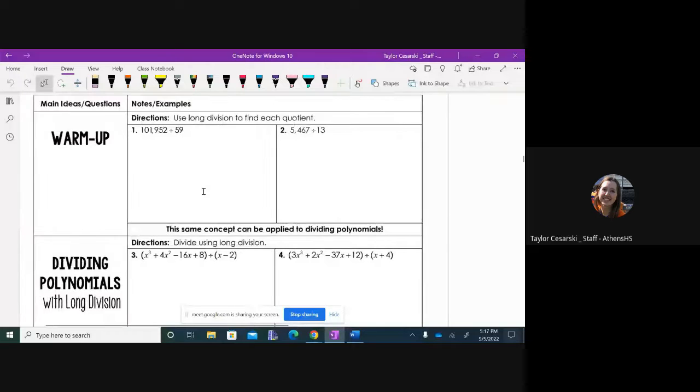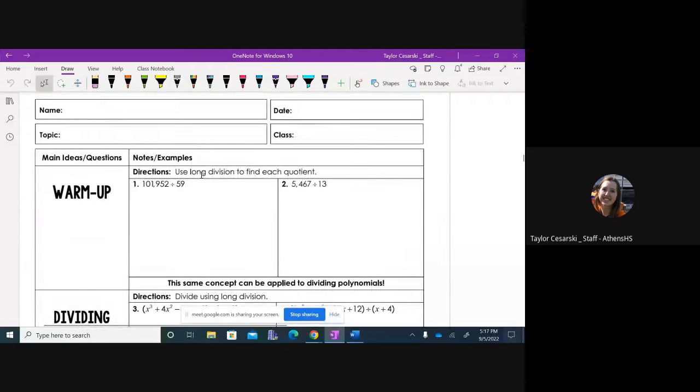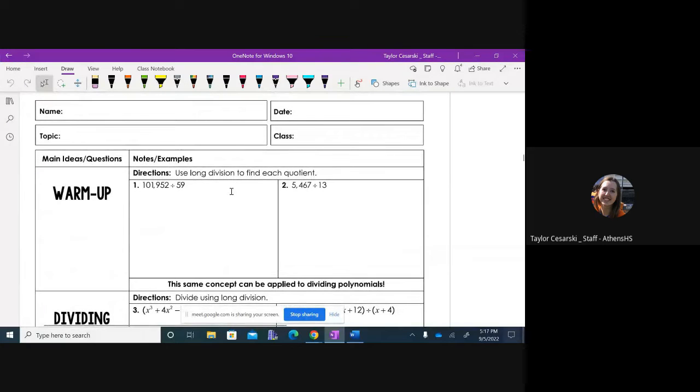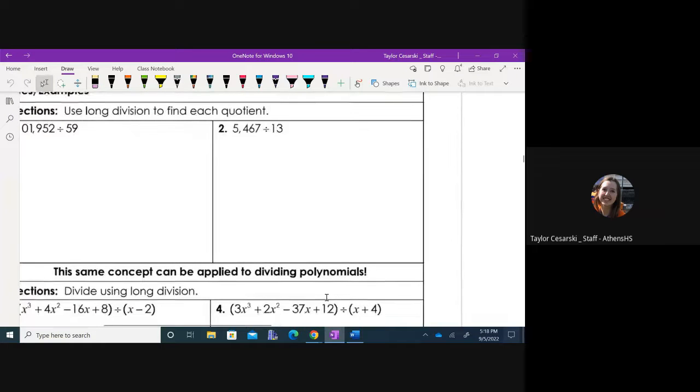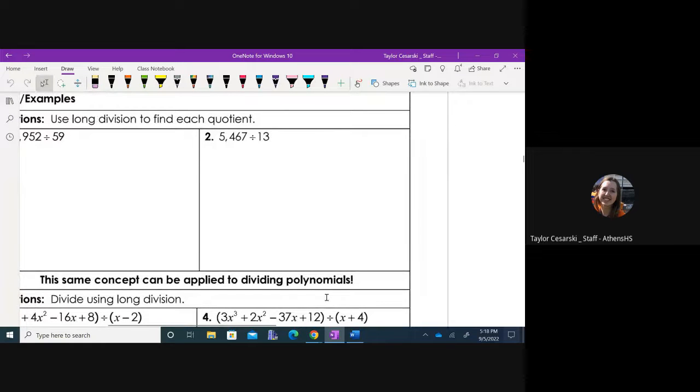All right, so you should be on your notes on this page that says warm up right here, and the directions say use long division to find each quotient. So we're going to run down the even side, so 2, 4, and 6. And then we'll go from there. So the first one is just a review of long division with numbers. So remember 5,467 divided by 13.